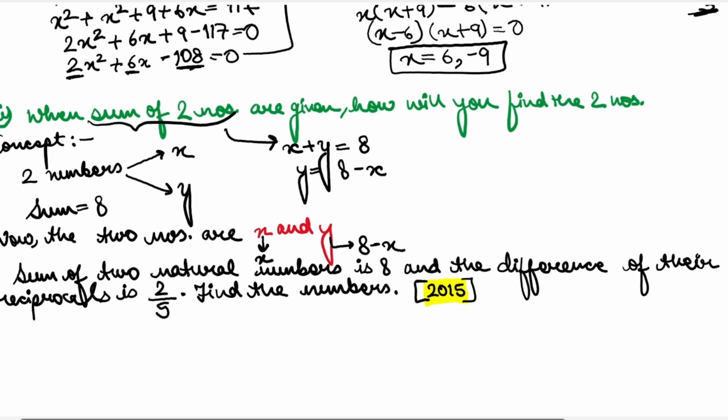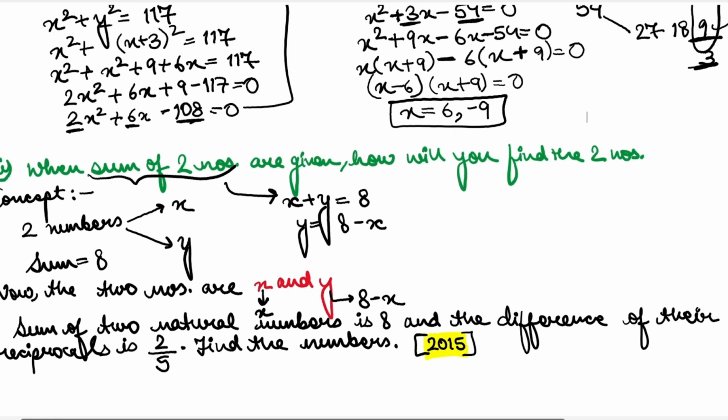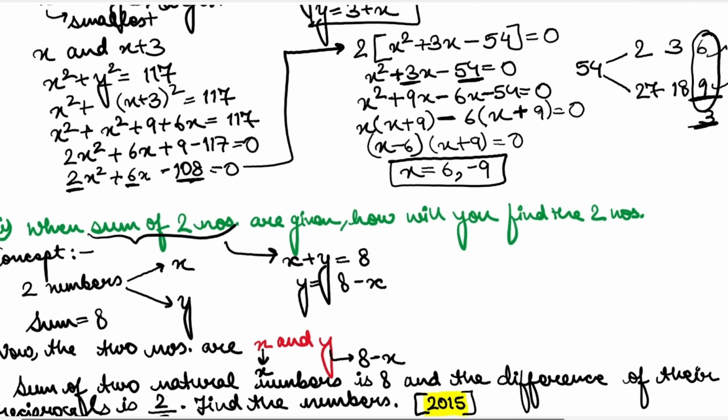नाउ मूविंग ऑन टू द सेकंड पार्ट, दैट इज व्हेन सम ऑफ 2 नंबर्स आर गिवन, हाउ विल यू फाइंड द 2 नंबर्स? अभी हमने इसके पहले देखा जब 2 नंबर डिफर कर रहे हैं. अब जब 2 नंबर का हम सम लेंगे और सम जो है उसके थ्रू हमें वो 2 नंबर्स निकालना है. ओके, सो इसमें कॉन्सेप्ट बेसिकली क्या है? सो विल टेक द 2 नंबर्स अगेन एज x एंड y, क्योंकि हमें नहीं पता है कि कौन से नंबर्स है. सो विल अज्यूम इट टू बी x एंड y.